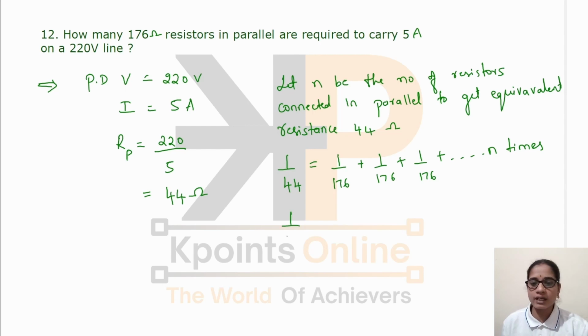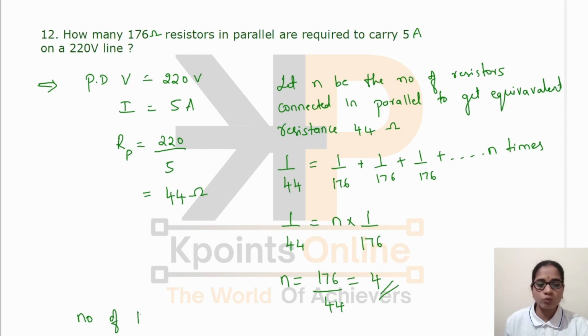Now we get 1 upon 44 is equal to n times 1 by 176. So n will be equal to 176 by 44, which will be 4. So the number of resistors which should be connected in parallel in order to get the equivalent resistance of 44 ohm is equal to 4.